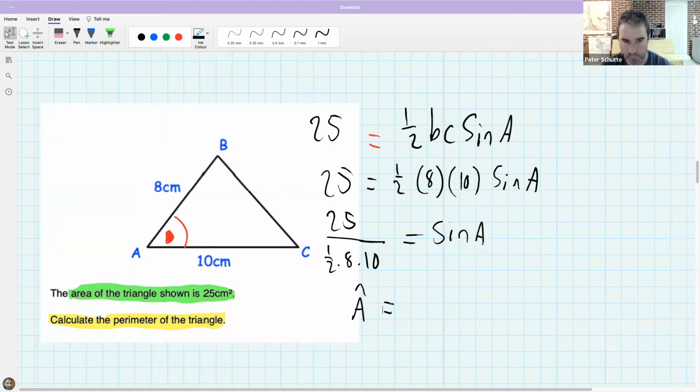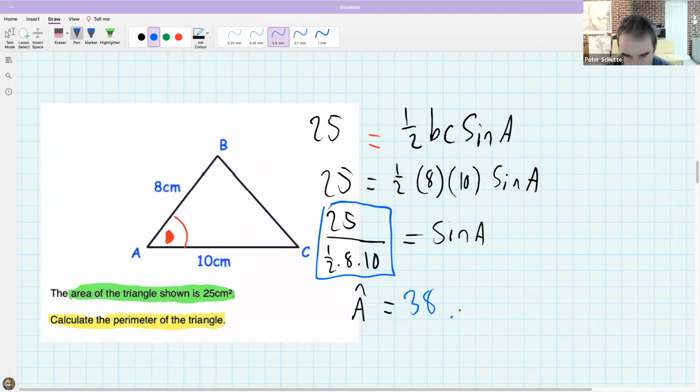So what we need to do now is use inverse sine on this thing over here to get our angle A. What are you getting as your angle? You should be getting 38.68 degrees. And so now you've found that this is 38.68.